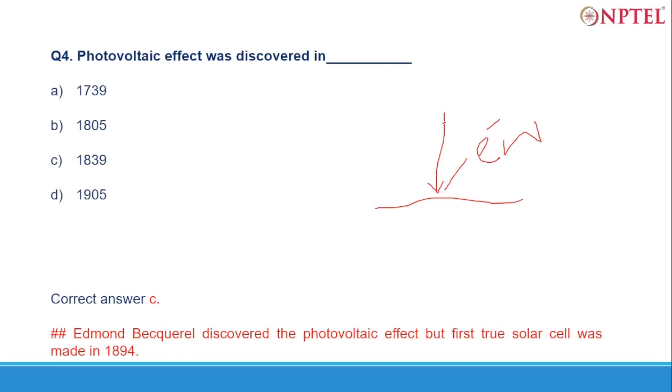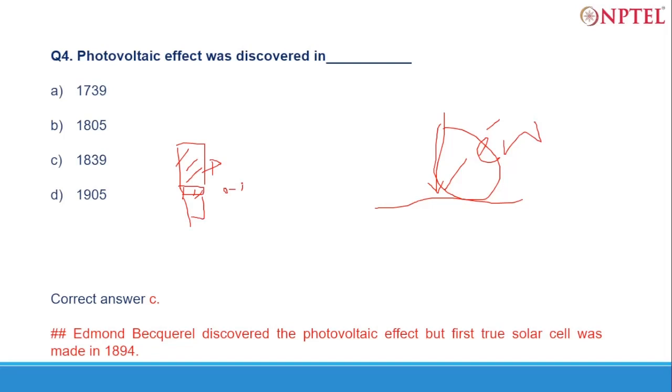This is the photoelectric effect. In the photovoltaic effect, what happens? Instead of metals, we use semiconductors, and there is a region here. This is the p-type semiconductor. This is the n-type semiconductor. This region is the depletion region, where hole and electron pairs are generated. This is the photovoltaic effect.